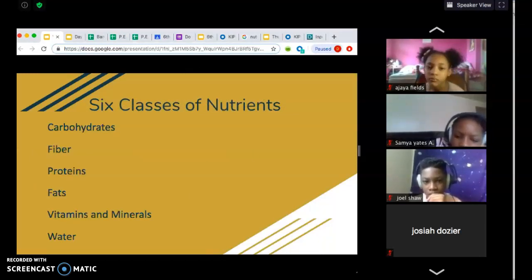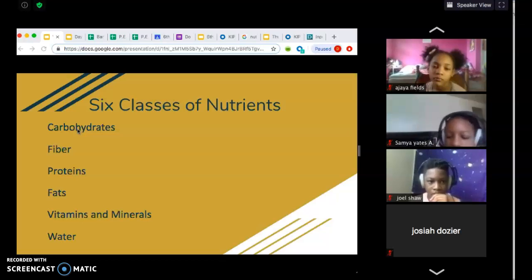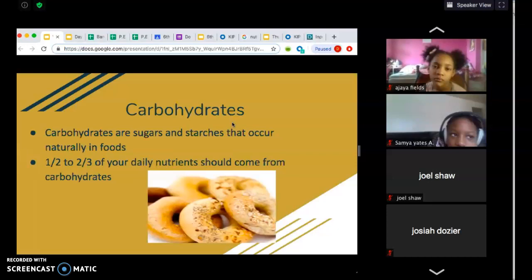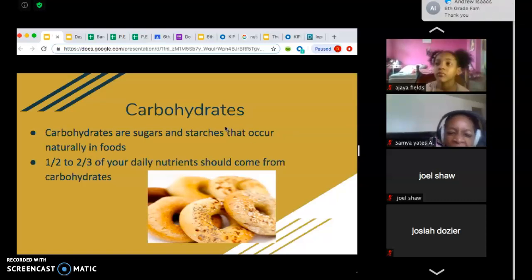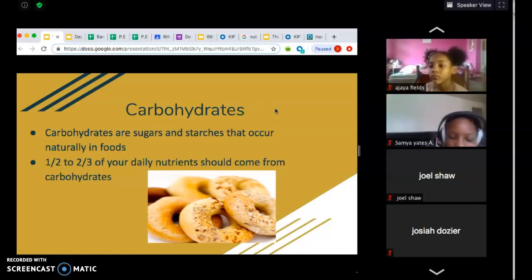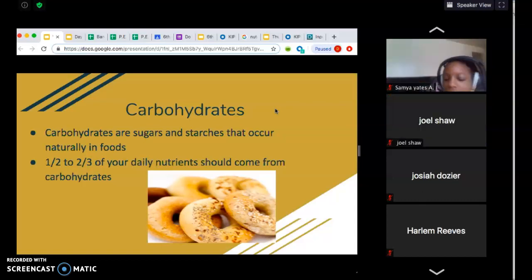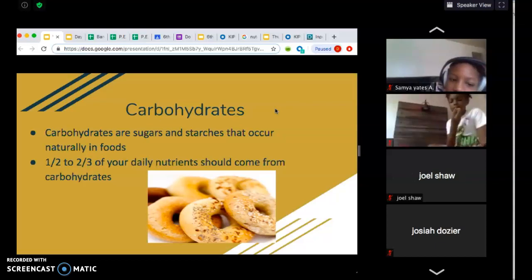There are 6 classes of nutrients. Ashley, can you please read the 6 classes of nutrients? Thank you. Now, the word is carbohydrates. Break the word down. Let's go with Kalani, please read the slide. Carbohydrates are sugars and starches that appear naturally in food. One half to two thirds of your daily nutrients should come from carbohydrates. Great job, Kalani.